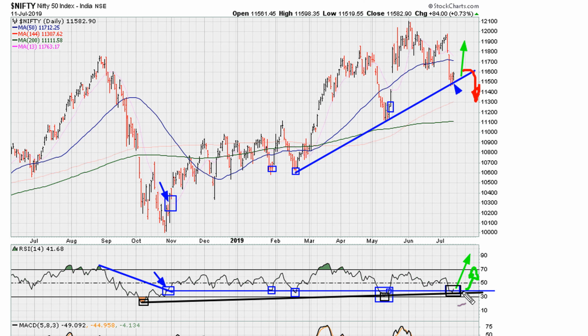Otherwise, should we break below these two lines, a break below those two lines is going to be cause for concern for market bulls. That's a setup. If the lines can hold on the RSI and price, that's good. If they break, then the market is going to have further downside.